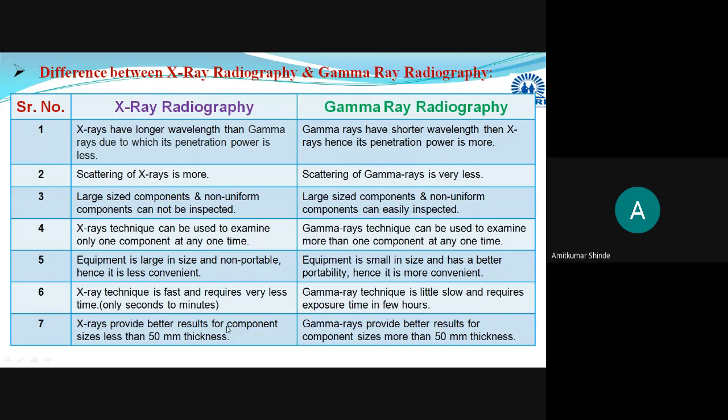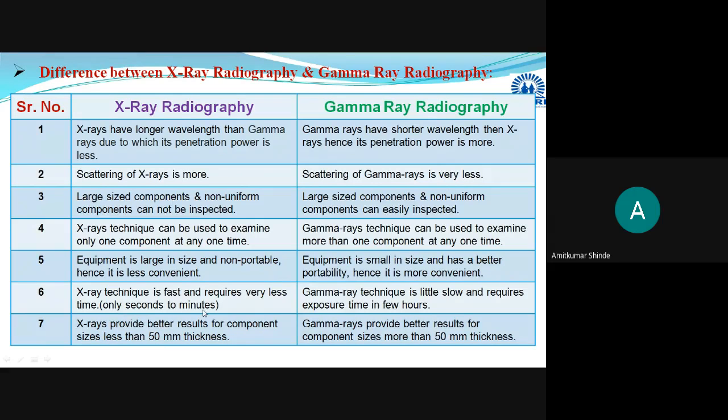And X-ray radiography will provide you better results when you are doing the inspection of a component having thickness lesser than 50 mm. This will provide you a better result. And gamma rays comparatively will not be better for that, or they will provide you better results if and only if the thickness of the component is more than 50 millimeter.